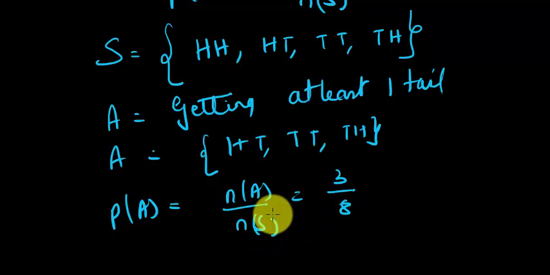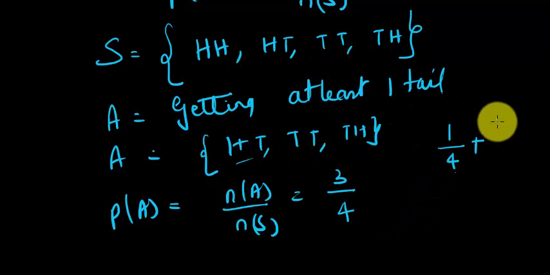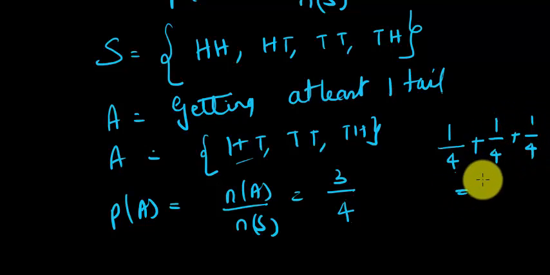I can either calculate the probability of A in this fashion, or I can find the probability of HT from the sample space. Probability of HT from the sample space is 1/4. Oh, N of S is 4, I'm sorry. N of S is 4. So I'll have to change that. This is 3/4. Correct? Now, what is the probability of TT? It is again 1/4. And probability of TH is 1/4. You see, that's 3/4.